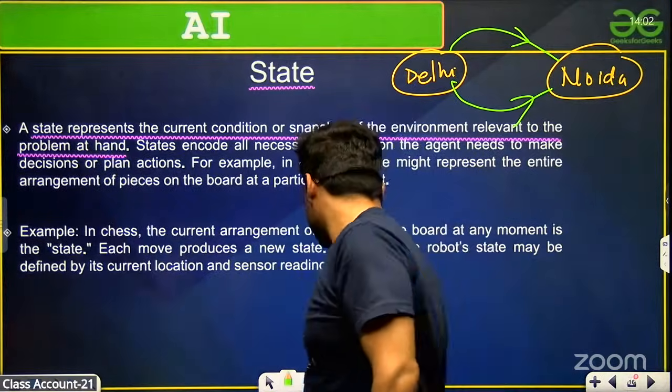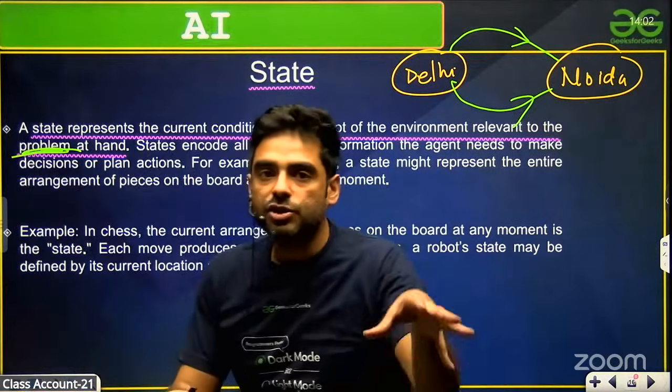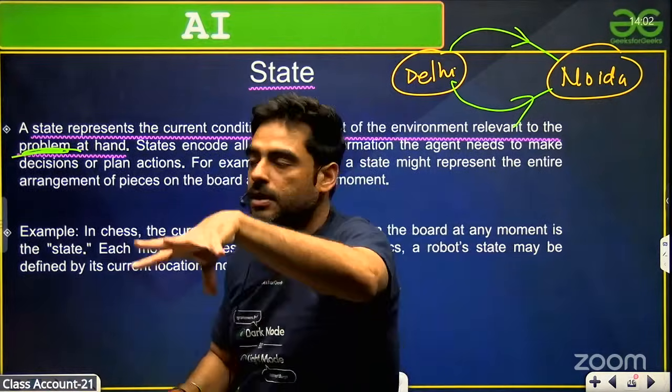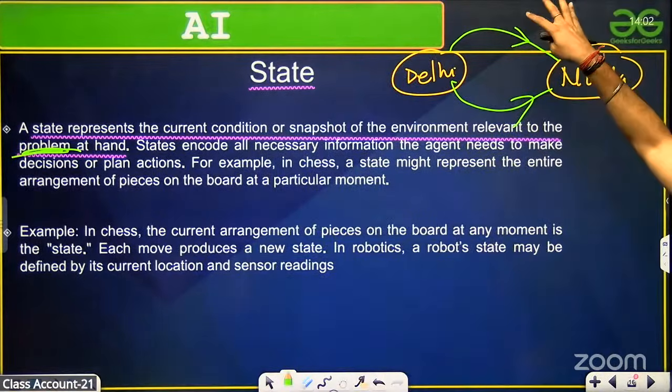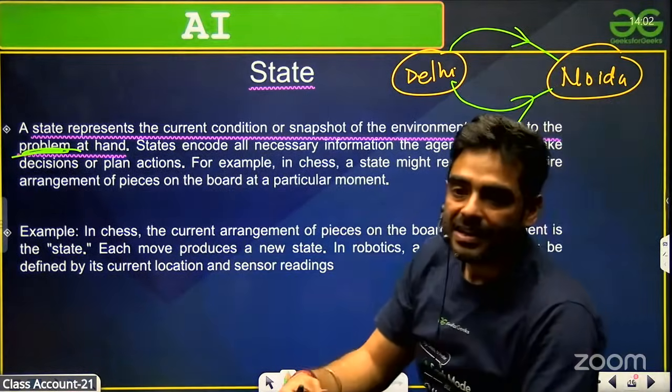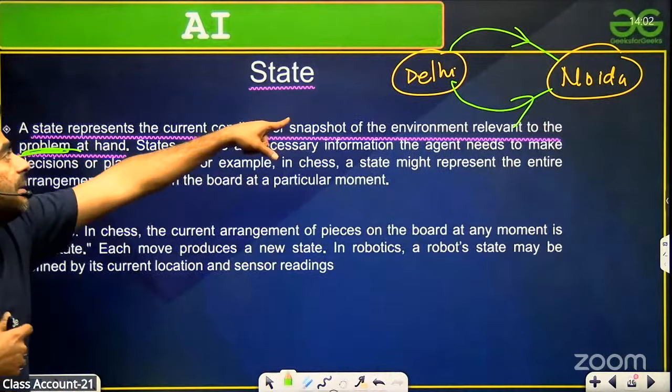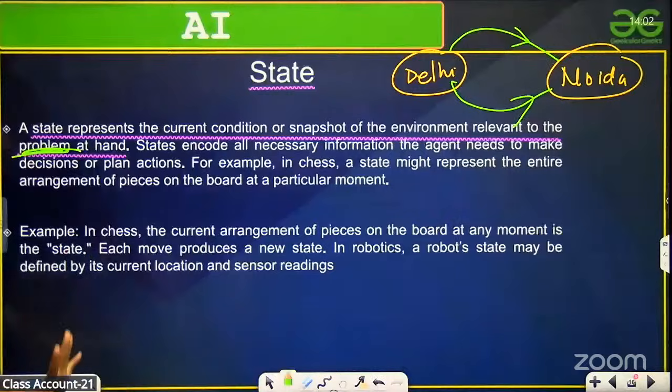So what is the problem that is relevant at hand? I want to reach in the shortest time. So for that problem, what is the present condition at which my car is, or I am? That represents the state. तो इसको हम बोलते हैं state.